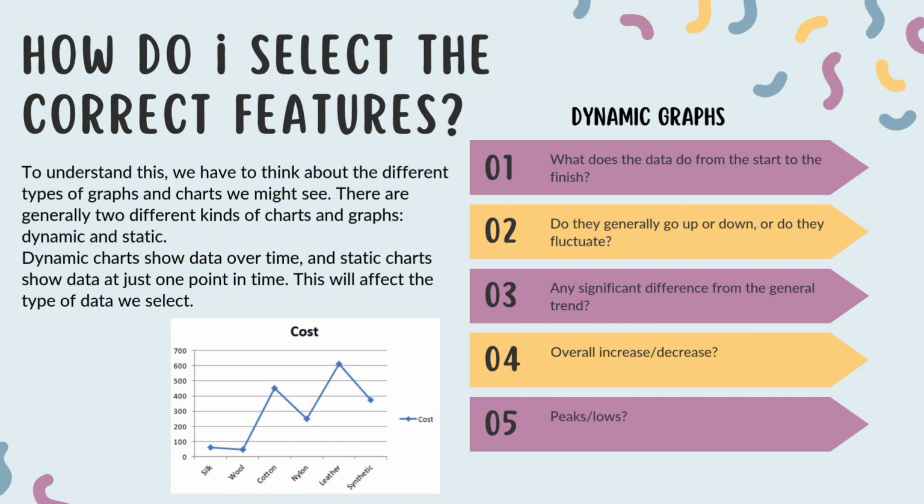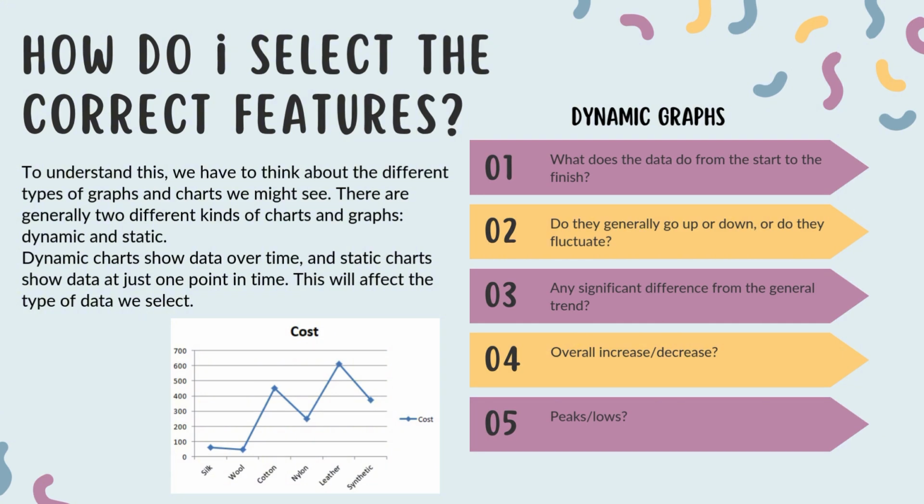As an IELTS teacher, I often get asked, but how do I select the correct features? And this is a great question. To understand this, we have to think about the different types of graphs and charts we might see. There are generally 2 different kinds of charts and graphs that they can give you in the IELTS exams. Those are dynamic and static. Dynamic charts show data over time, whereas static charts show data at just one point in time. And this affects the data that we can select, especially for the overview section.